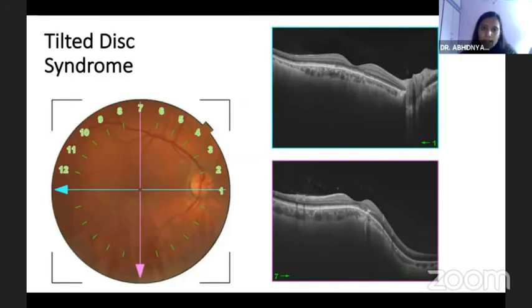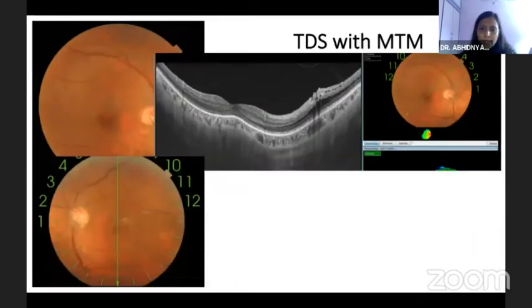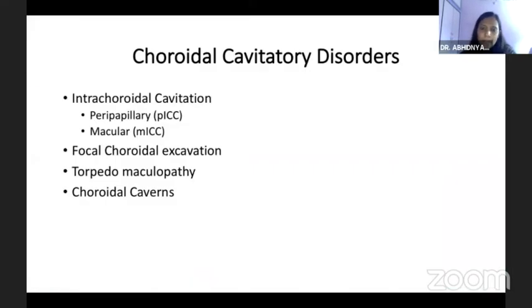Another contour disorder is tilted disc syndrome, where a horizontal scan may show a normal scan, but when we do a vertical scan, the shallow staphylomatous area in the inferior nasal is prominently seen. Now, you see the abrupt change in the choroidal thickness at the edge of the staphyloma, and it is at this edge that there are outer retinal changes present, and they may present with macular changes. This is one of the cases where tilted disc syndrome had presented with myopic traction maculopathy.